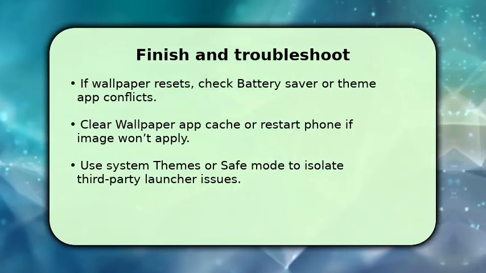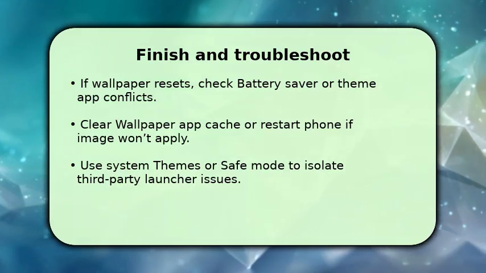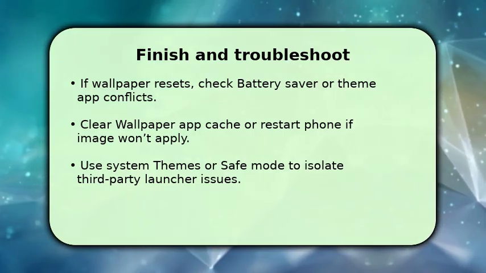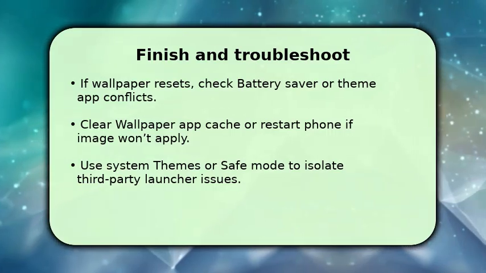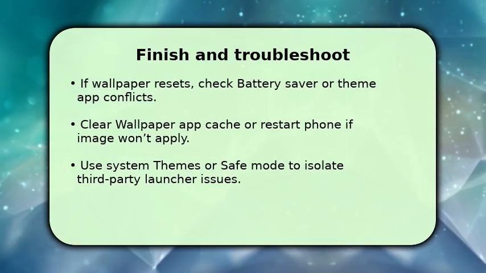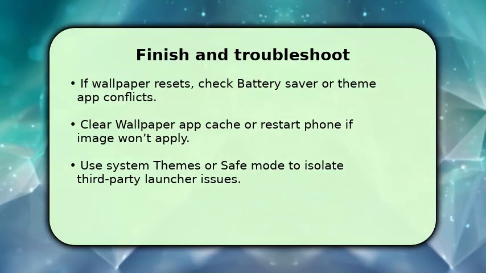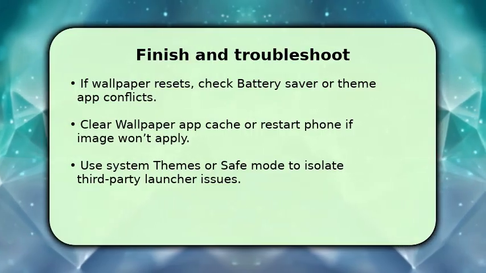If the image won't apply or the wallpaper keeps reverting, disable Battery Saver and any third-party theme or launcher that may override system settings. Once done, clear the wallpaper app cache or restart the phone to force settings to persist. If problems persist, boot to safe mode to test for app conflicts. This isolates the issue, so you can remove the offending app.